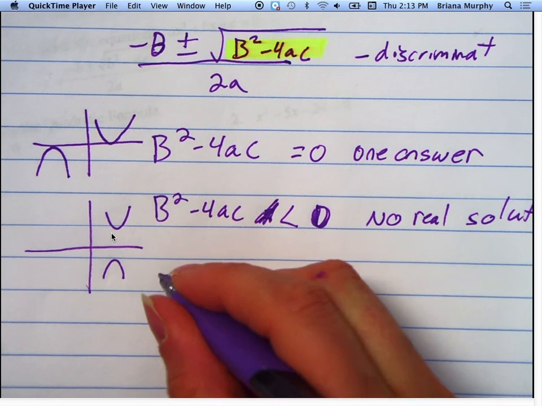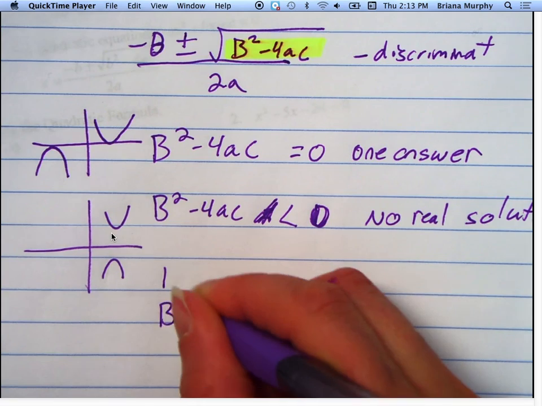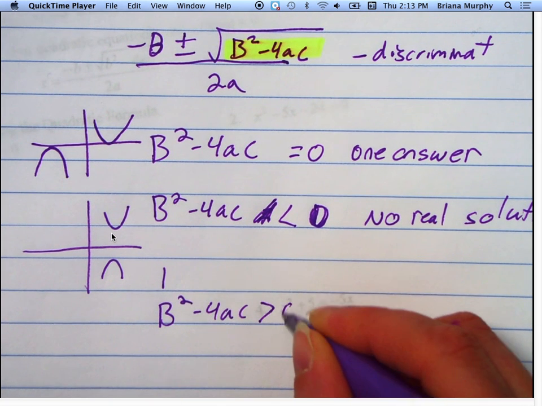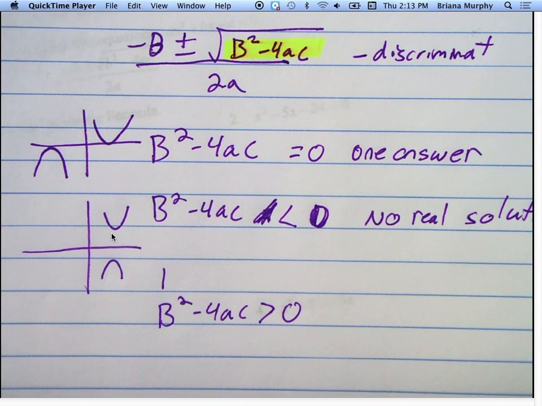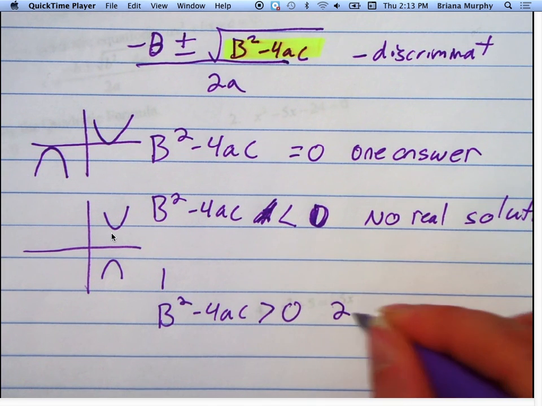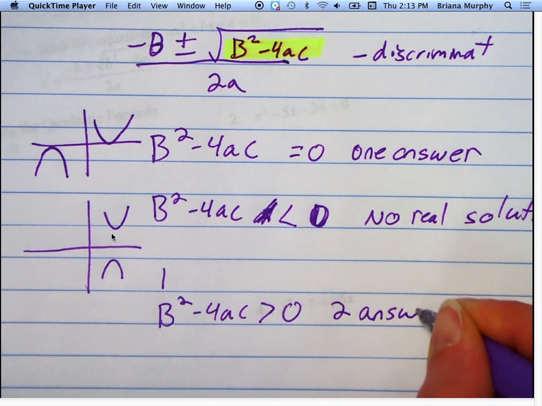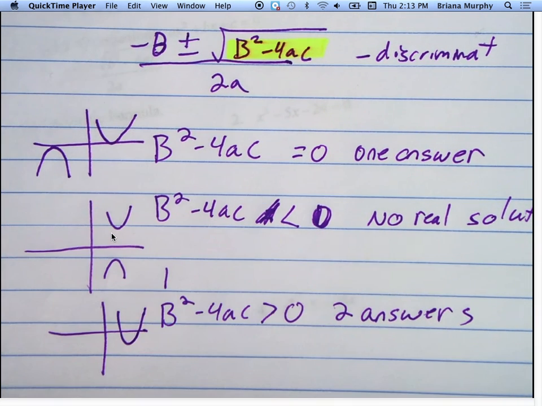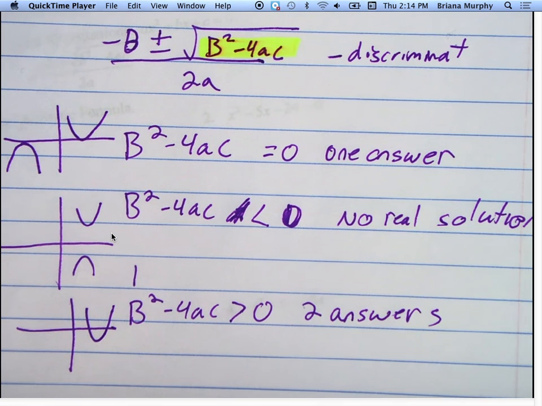So if we get b squared minus 4ac greater than 0, how many answers do we have? Two, because then it looks like this. It's crossing that x-axis in 2 places. So we can have one answer, no real solutions, or 2 answers. And it all depends on what happens under the square root sign. We okay with this? Yeah.